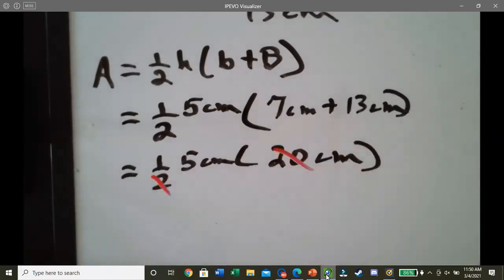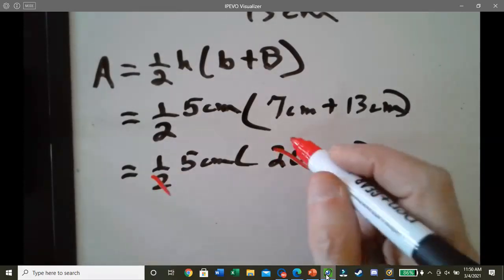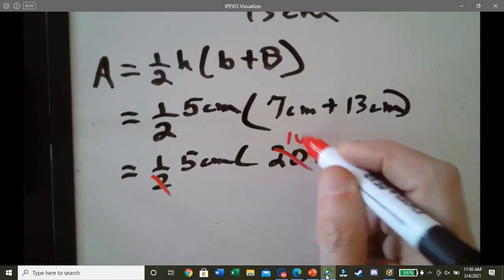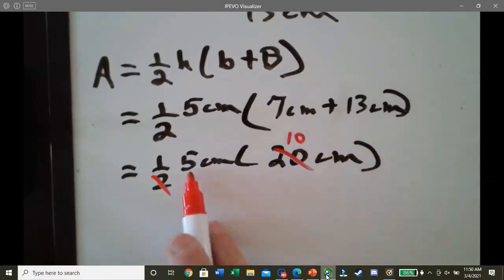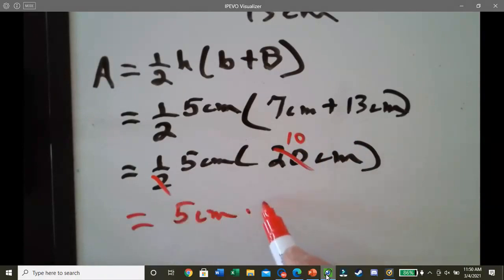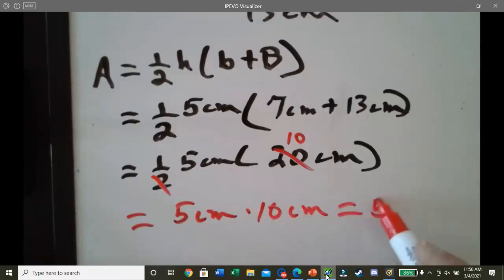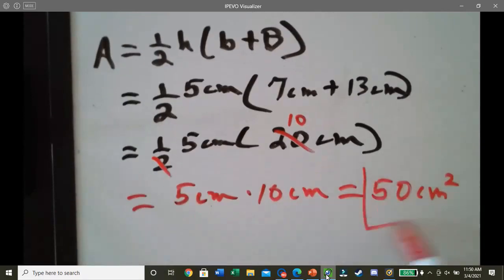Or I like to cancel when the numbers are smaller, because it's easier. 2 can go into 20 how many times? 10, right? So now that's 5 times 10, 5 centimeters. See how much easier that is? And that's going to be 50. And then centimeters times centimeters is centimeters squared. Good. And that's our area to this trapezoid. Okay?